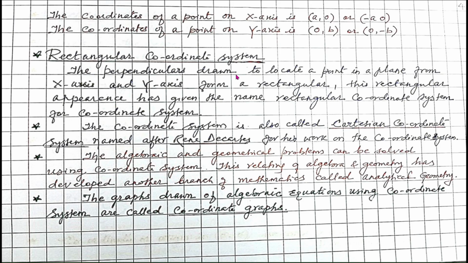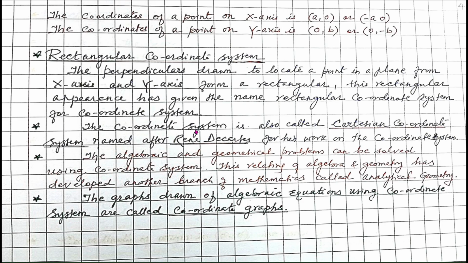Now the rectangular coordinate system. The perpendiculars drawn to locate a point in a plane from the x-axis and y-axis form a rectangle, and this rectangular appearance has given the name rectangular coordinate system. When we locate a point in a plane, the perpendicular distances which we draw from the x-axis and the y-axis give the shape of a rectangle, and therefore the coordinate system is called the rectangular coordinate system.